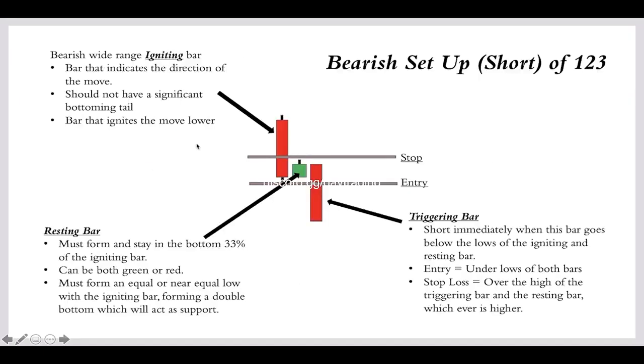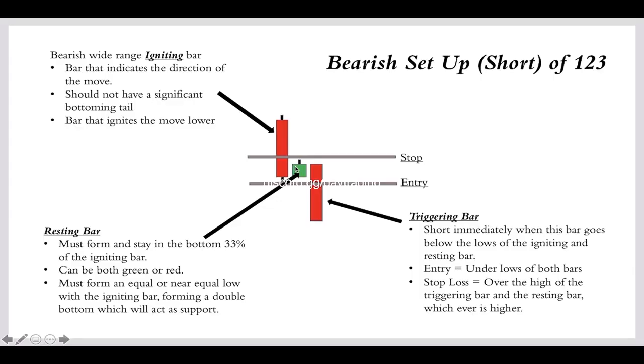Okay, so let's look at the opposite, the bearish setup, where we're going to actually be shorting the 1, 2, 3 pattern. We first have the wide range igniting bearish bar, which ignites the move lower. It indicates the direction of the move. We shouldn't have a significant tail here, right? We shouldn't have a significant bottoming tail. When it's a wide range bar, you're not supposed to have large tails, right? So you definitely don't want to have a large bottoming tail here, okay? So that's the igniting bar.